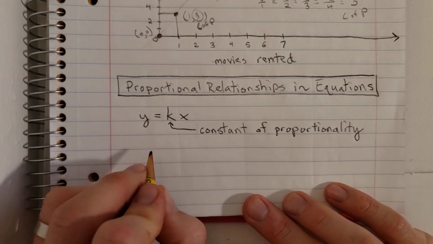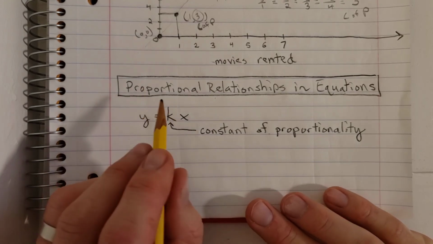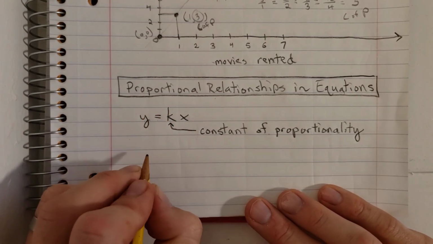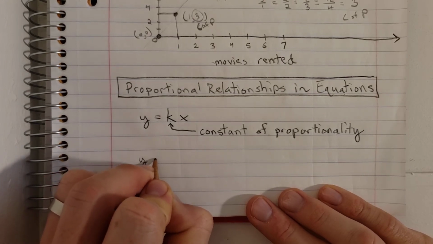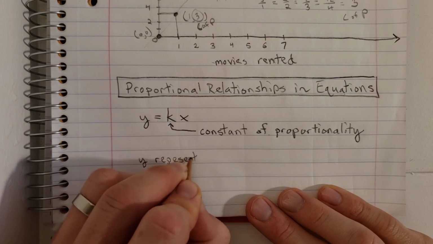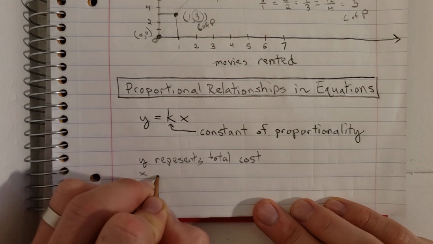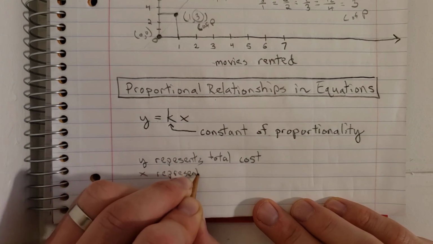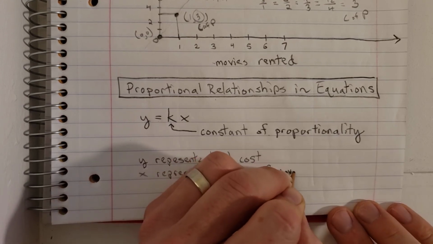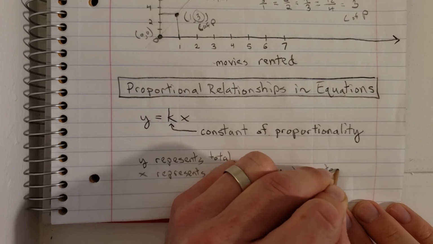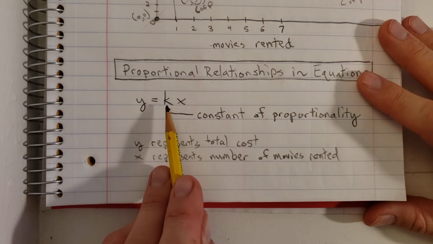So let's think about the situations we've talked about so far. The $3 per movie rental, where y would represent the total cost and x represents the number of movies rented. So how are those related? Well, they're related by that constant of proportionality.